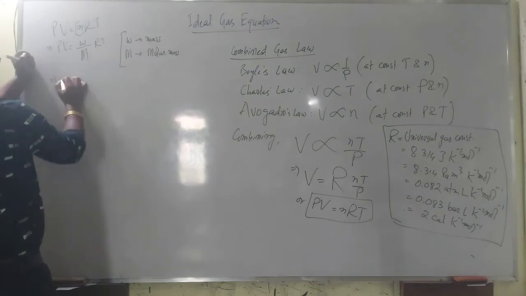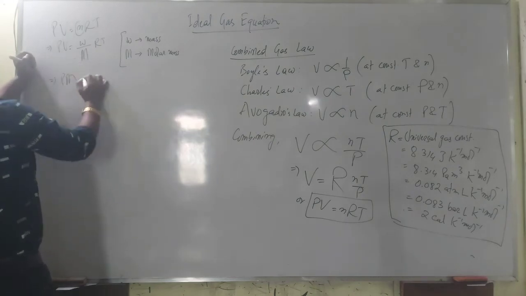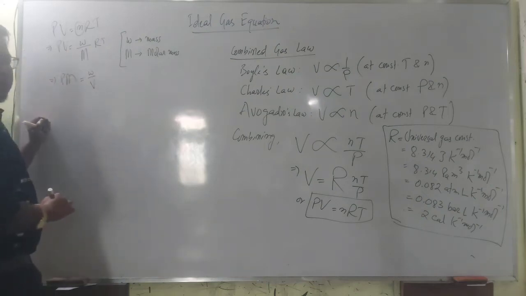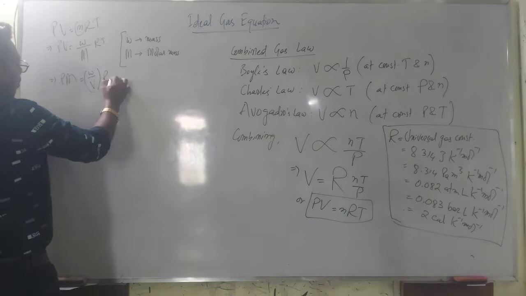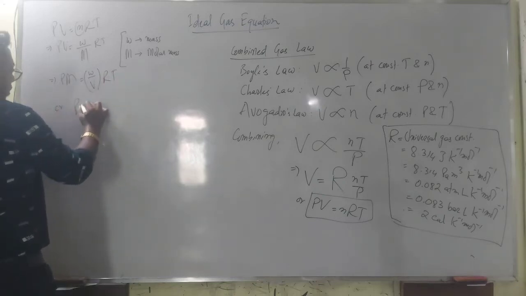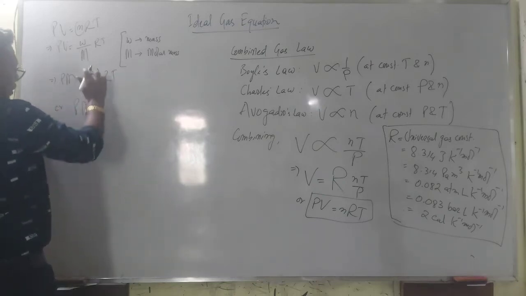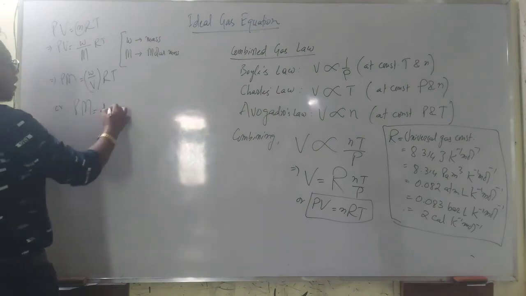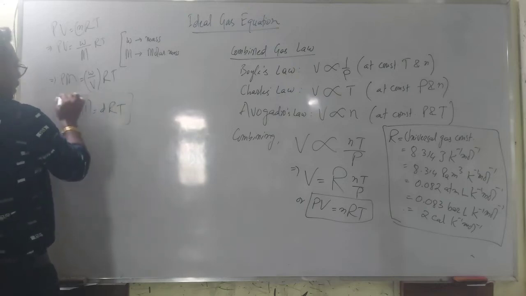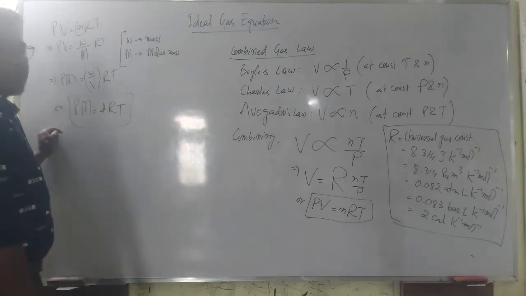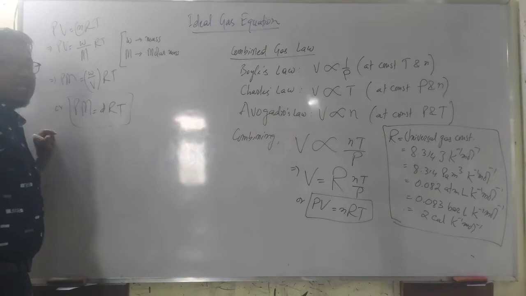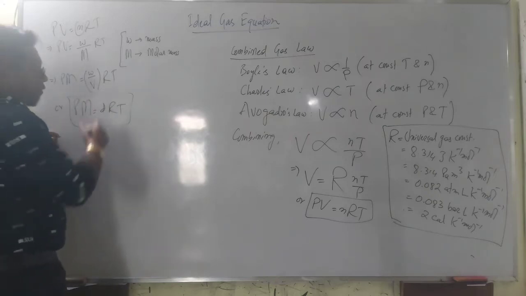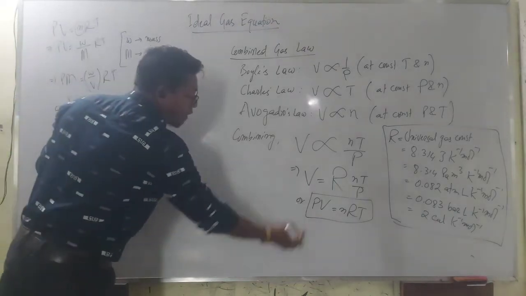This can again be written like this: PM is equal to mass upon volume times RT. Mass upon volume is nothing but density, which is rho, or I can simply write d. So PM is equal to dRT. This is another form of the ideal gas equation in terms of density and molar mass, right? From here also I can write many relations.